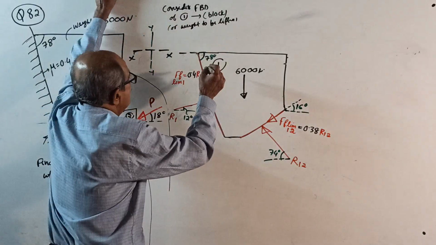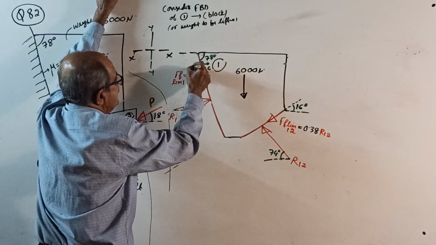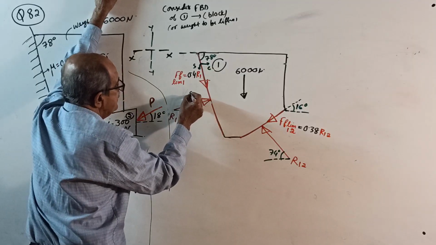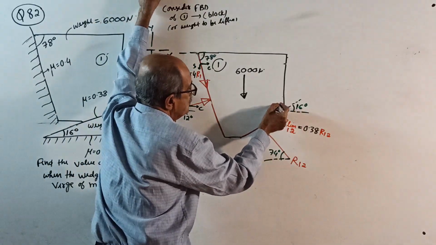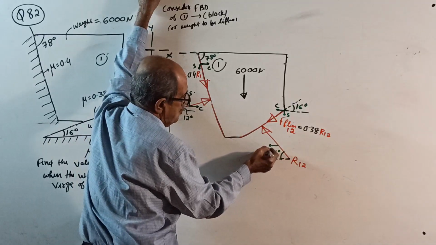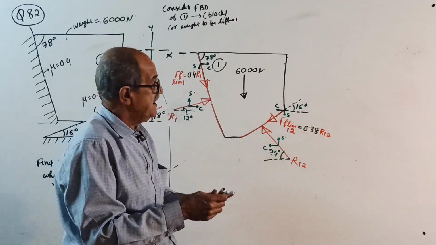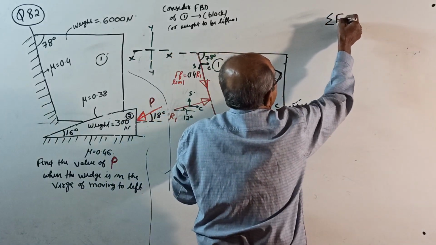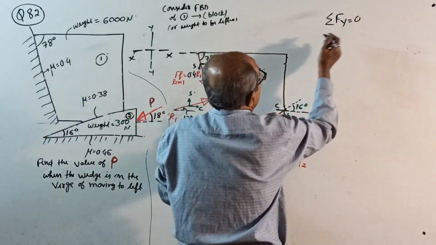Okay, now with respect to 78 degrees, cos, sine. With respect to 12 degrees, cos, sine. I should not write it. With respect to 16 degrees, cos, sine. With respect to 74 degrees, cos, sine. Okay, that's all. Now fluently write. Here I write sigma Fy equals 0 first. Usually sigma Fx, but in the friction chapter I put sigma Fy equals 0, taking upward positive.